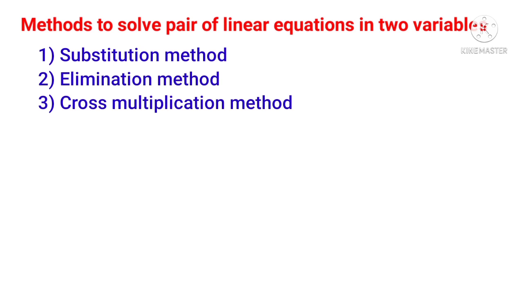The second method is the elimination method. In this method, we make the coefficients of either x or y equal. Then by subtracting or adding both the equations, either x or y can be obtained. And the third method is the cross multiplication method. This can be solved by using the formula. Anyhow, for your syllabus, this is excluded.